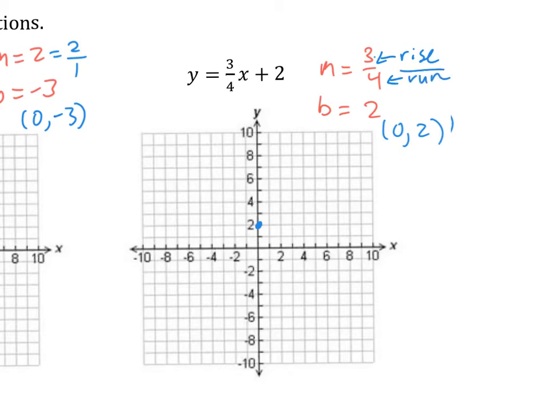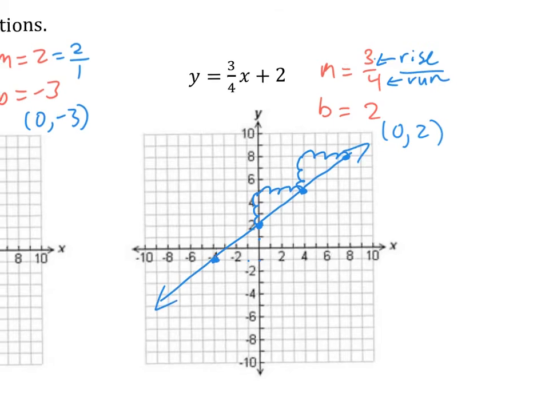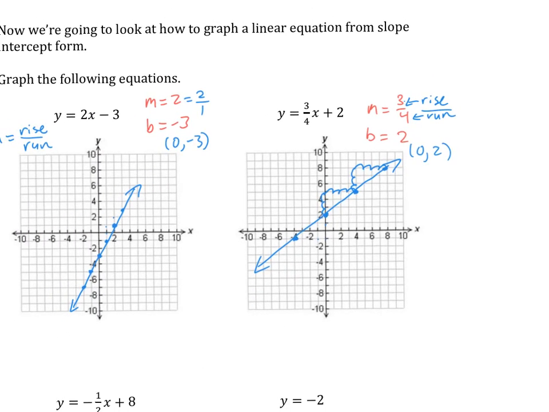Okay, so for every 3 spots we go up, so we'll go up 1, 2, 3, and then we'll go over 1, 2, 3, 4. Okay, so we'll go right there, and we'll go up 3, over 4. All right. We could also go the opposite way. We could go down 3 and then to the left 4. Okay, and that gives us enough points to probably draw our line here. Okay, our slope is definitely less steep than our last one, but there we go.